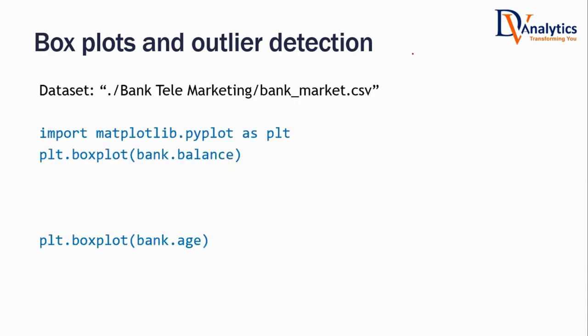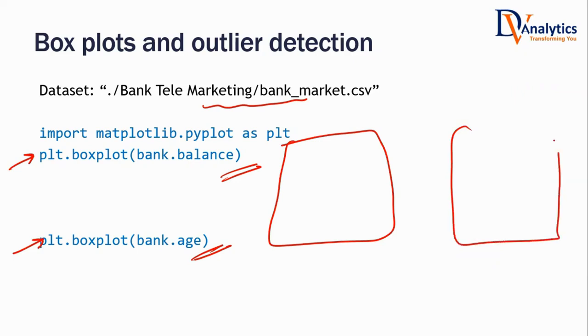What I want you to do as the next part of the exercise is, from the bank telemarketing data, take two variables, balance and age. Draw the box plot for balance, draw the box plot for age, and compare both of them. I agree that every variable will have outliers, but which one has extreme outliers? Which one has outliers that are permissible? Go ahead, draw the box plots for these two and tell me which variable has permissible outliers.